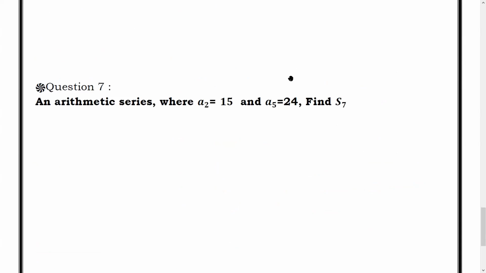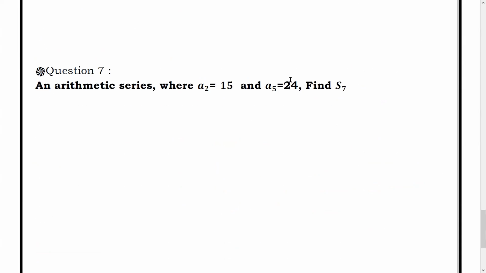Now, I want to solve number 7. In number 7 here, he told me that we have an arithmetic series where a sub 2 is 15, a sub 5 is 24, and I ask you to find S sub 7. So S sub 7 is n over 2, which is 7 over 2, times a1 plus a sub 7. So I need to find a sub 1 and also a sub 7.